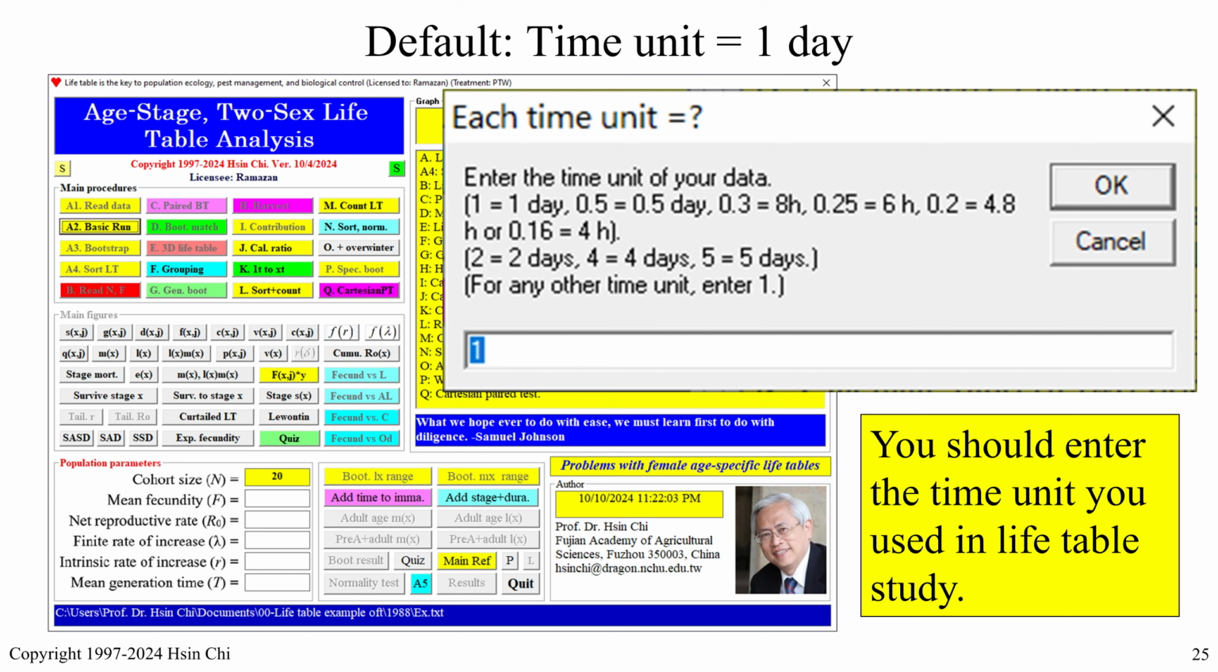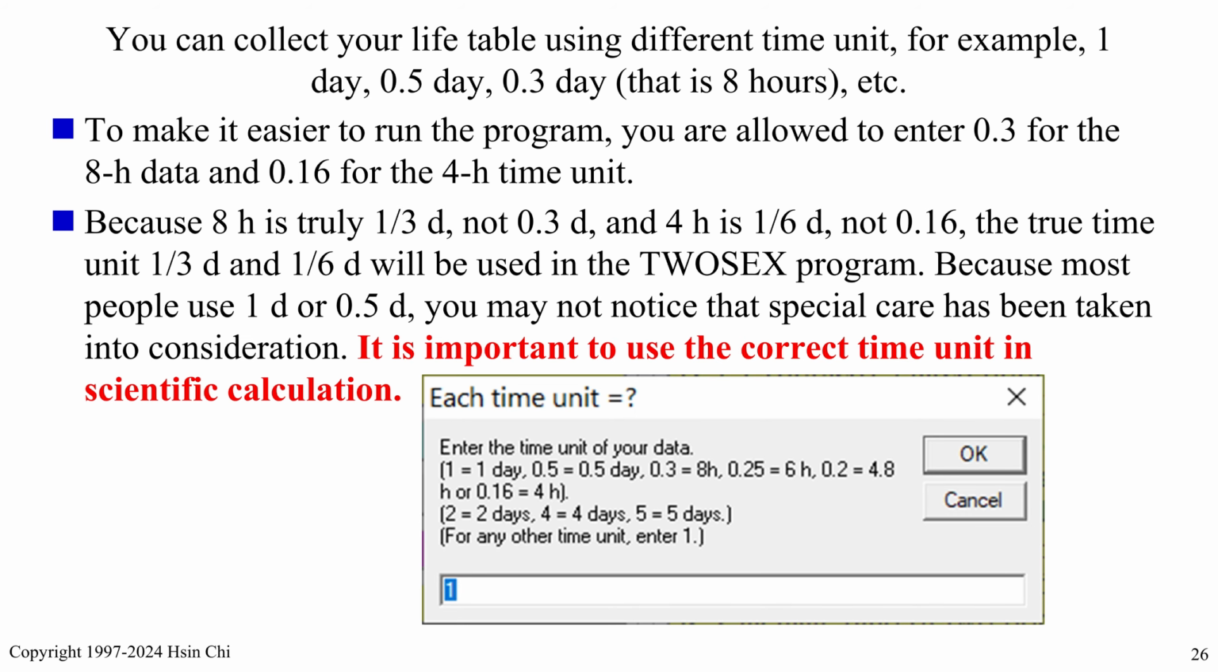When you see this message, you must enter the correct time unit for your data. You can collect your life table using different time units. For example, 1 day, 0.5 day, 0.3 day, that is 8 hours, etc.